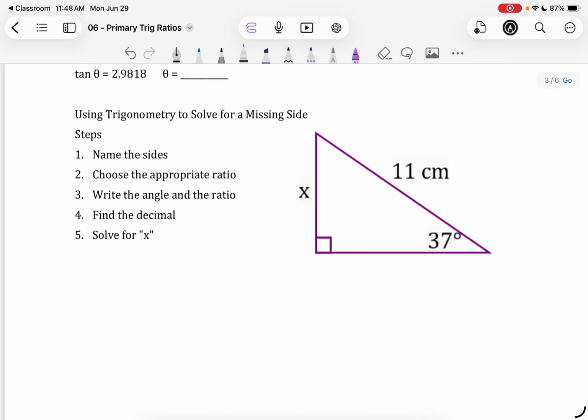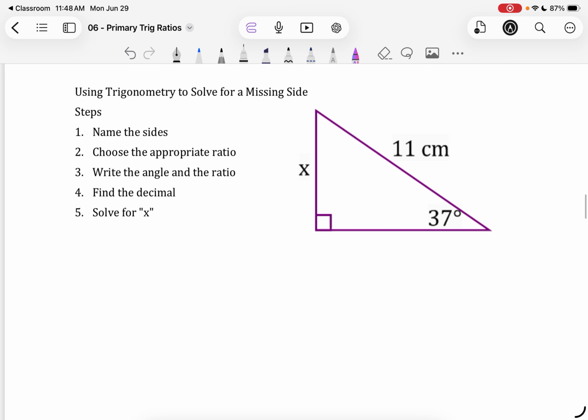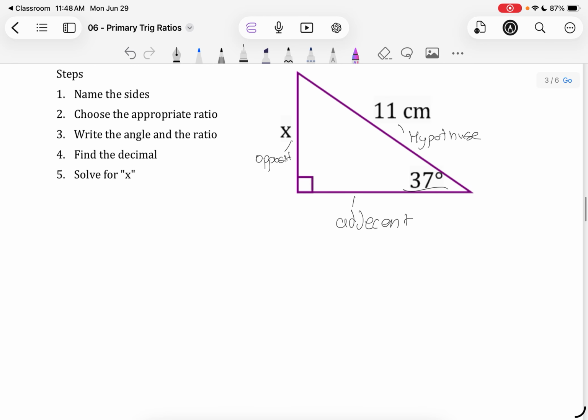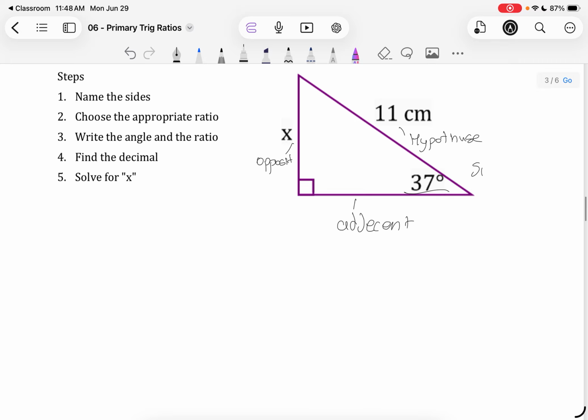And here are just simple steps for this. First, name the sides. For example, here, if this is the angle, this is opposite, hypotenuse, adjacent. Then choose the appropriate ratio. For example, in this one, we need to find the opposite, but we have the hypotenuse. So we would of course use sine.